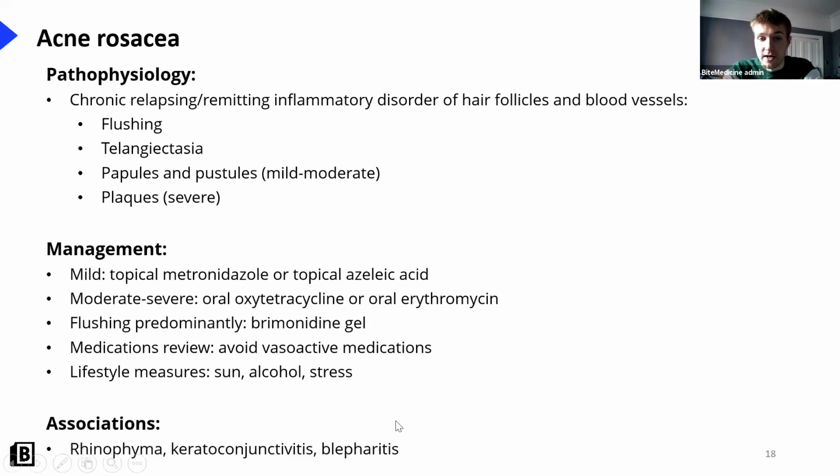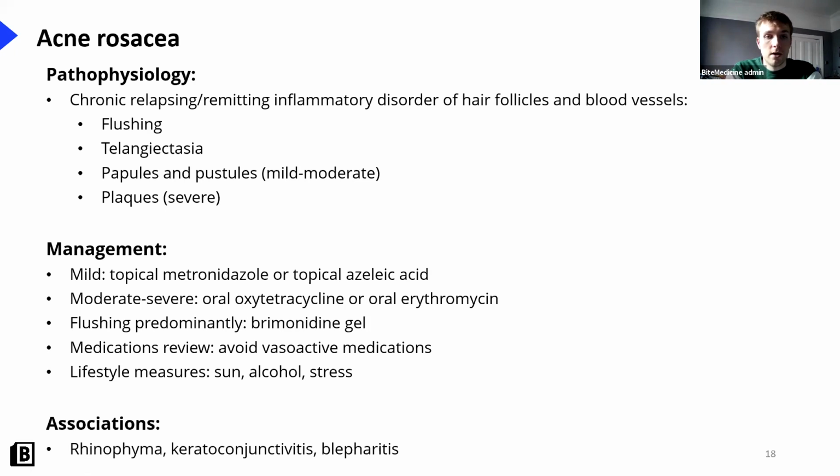In terms of associated conditions you get with acne rosacea, it's really important to know about the rhinophyma, which I've got a picture of on the next slide. Basically, an enlarged nose, and also you get some ocular features like keratoconjunctivitis, as well as blepharitis, inflammation of the eyelids.